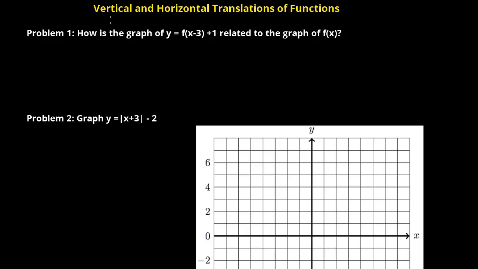Hi everyone, in this video we look at a couple of examples of vertical and horizontal translations of functions. So in problem 1 we're asked, how is the graph of y is equal to f of x minus 3 plus 1 related to the graph of f of x?